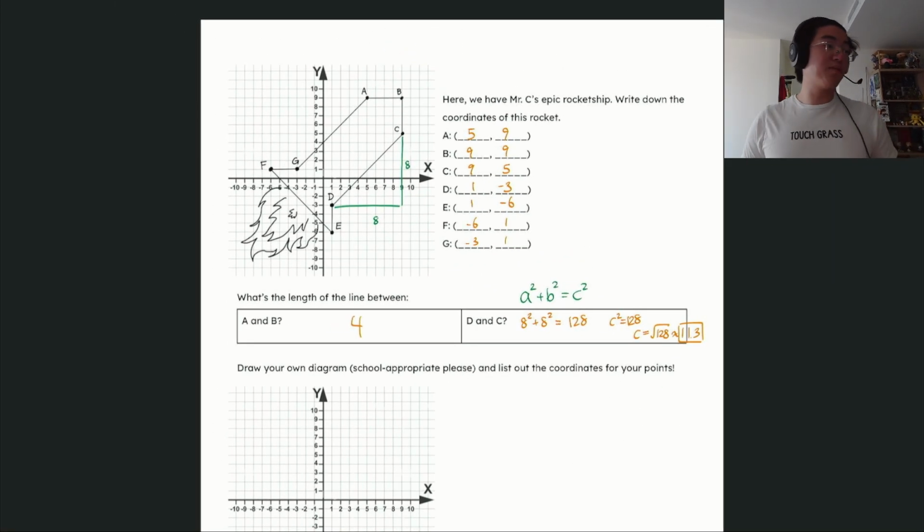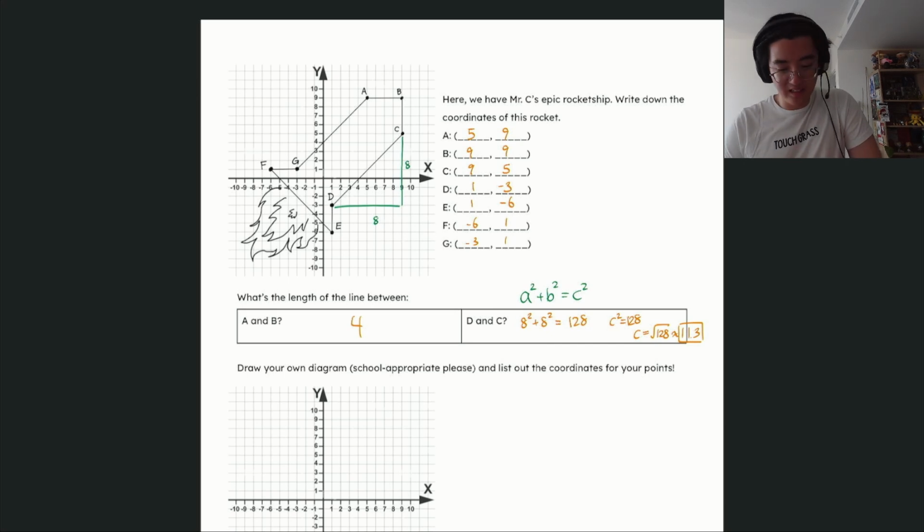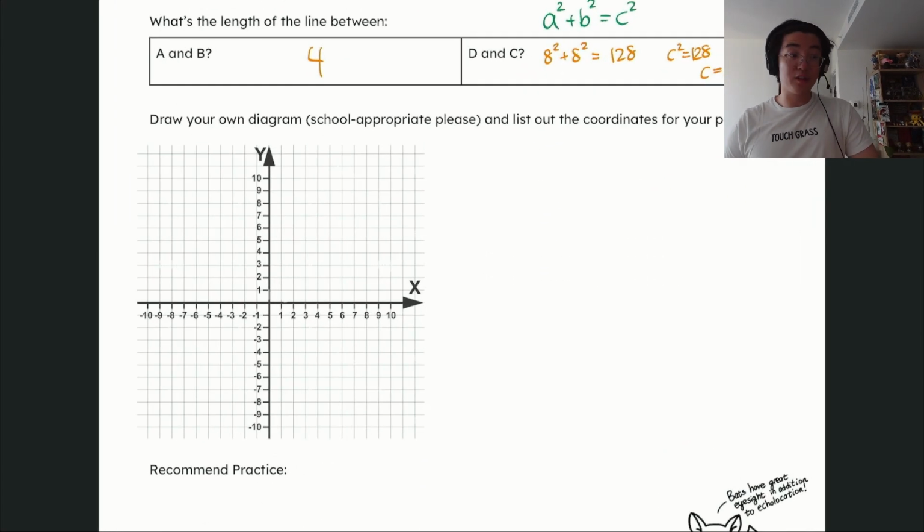Okay, that's pretty much it for a quick little review of the Cartesian plane. Right here, please make sure it's school appropriate. You can draw your own diagram and connect the dots that way. But that's pretty much it.